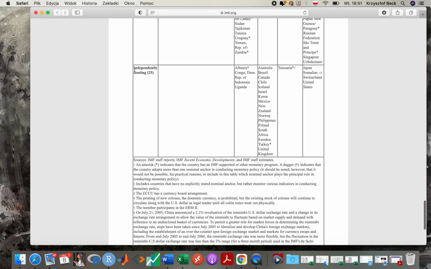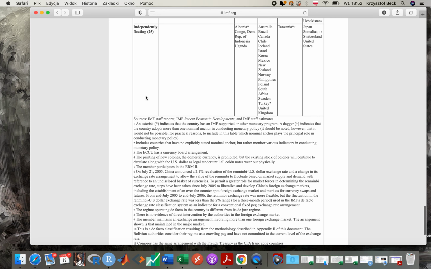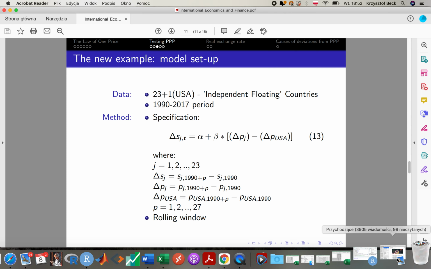And look, 25 countries were classified by the IMF as having independently floating exchange rates. Out of those, I took 24. I think there was no data on Somalia, yeah, there was no data on Somalia, so I skipped it. But all the other countries, of course, I kept. Okay, let me go back to my presentation for a second.